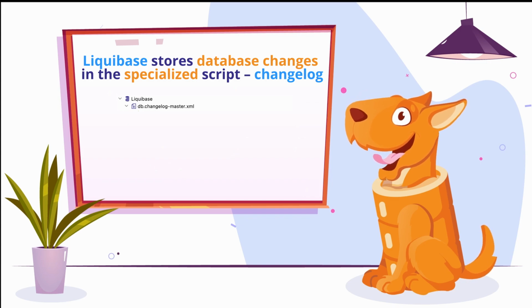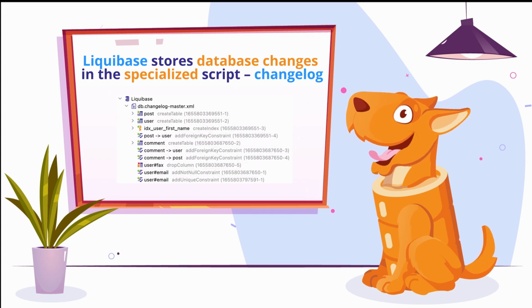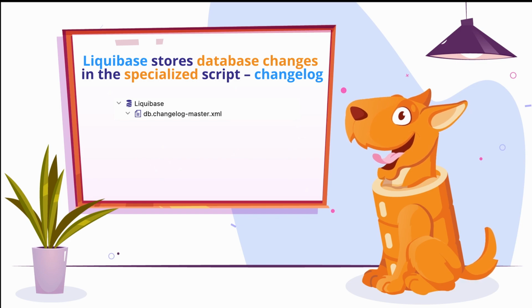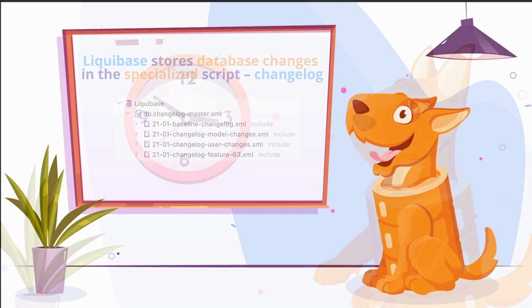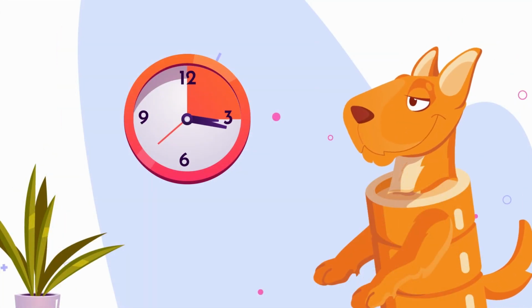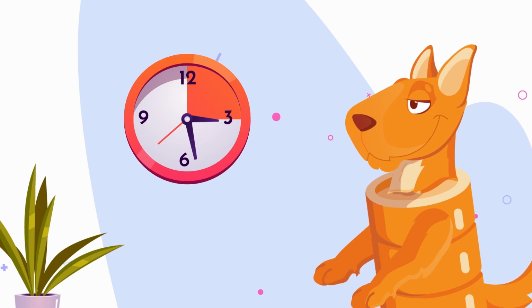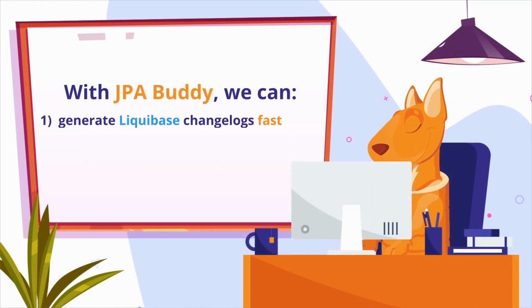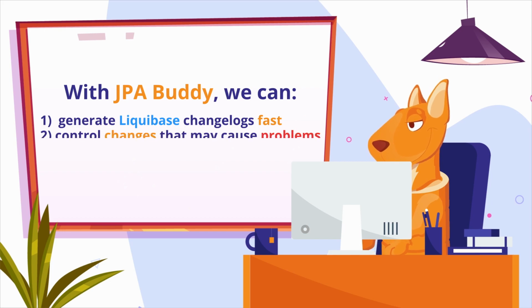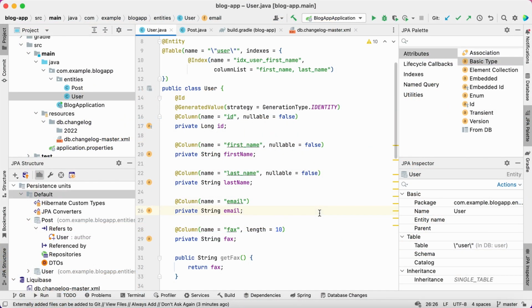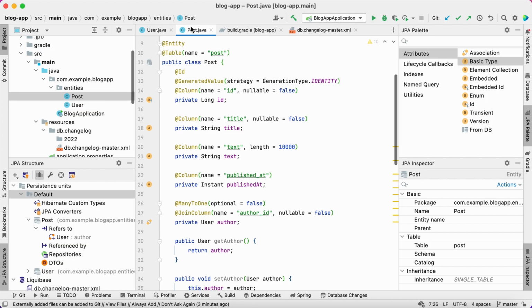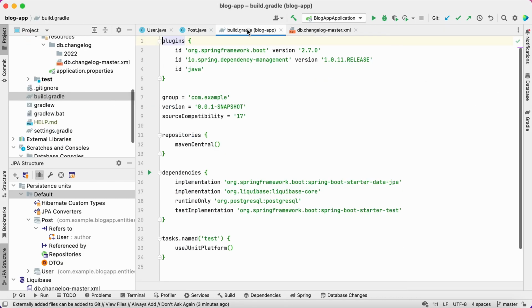Developers can either append database changes to a single changelog file or can create separate script files and include references to them into the main changelog. Whichever approach we choose, writing changelogs is a laborious and error-prone process. With JPA Buddy, we can generate Liquibase changelogs fast, control changes that may cause problems, and manage Java to database types mapping.